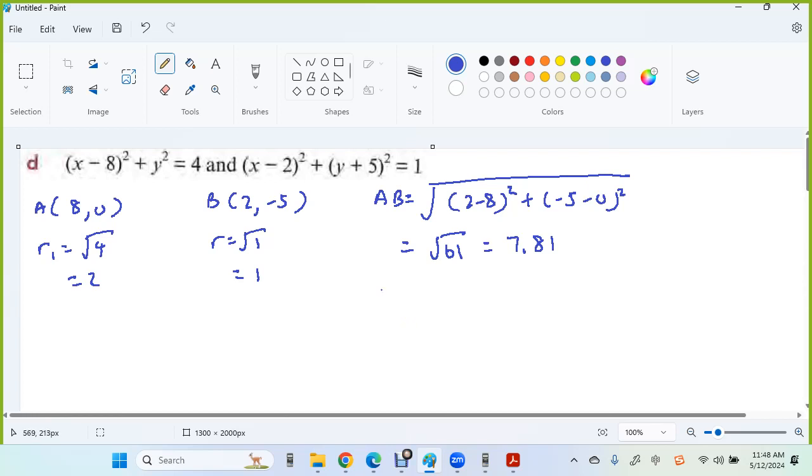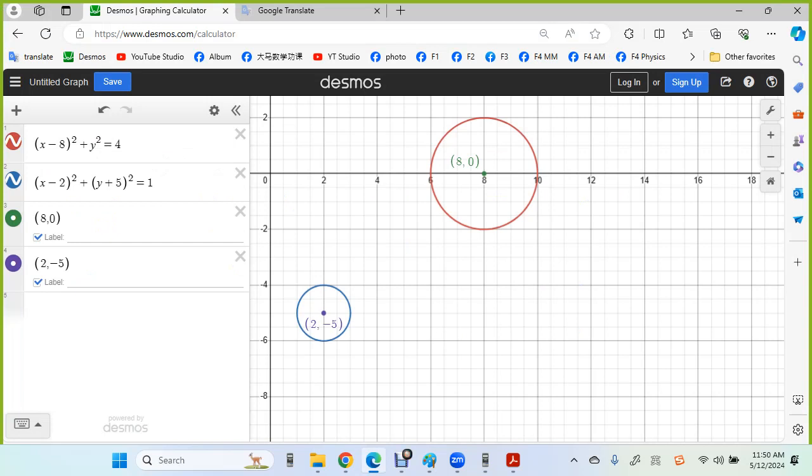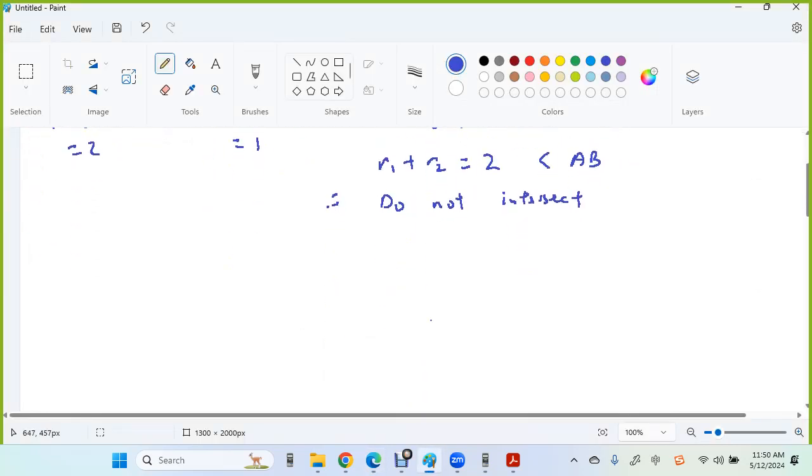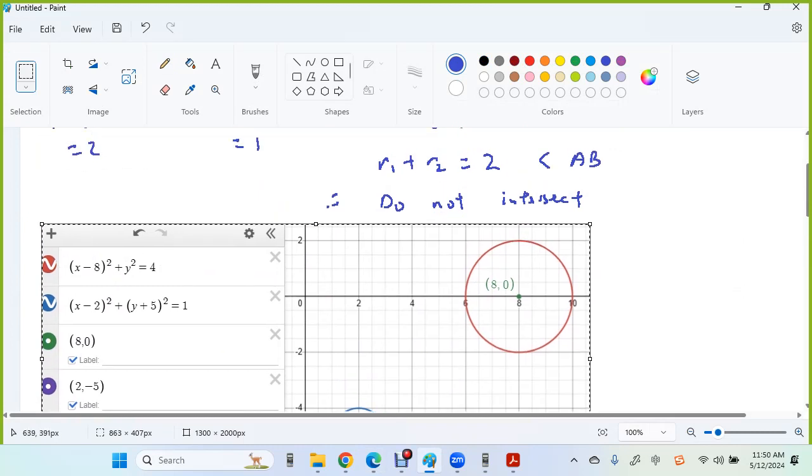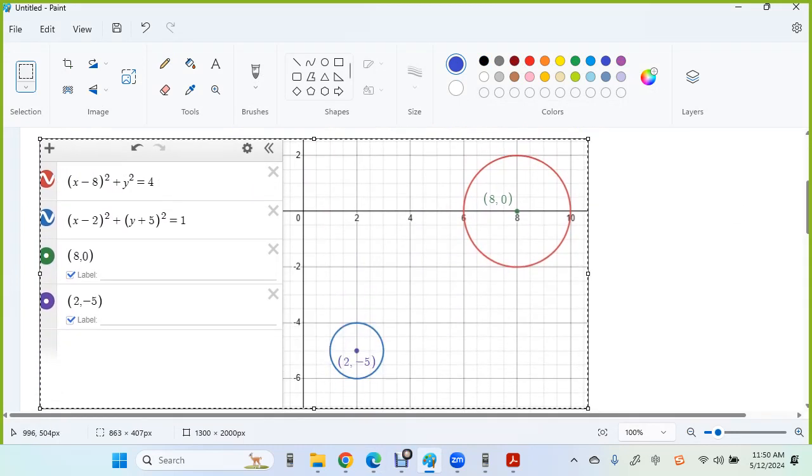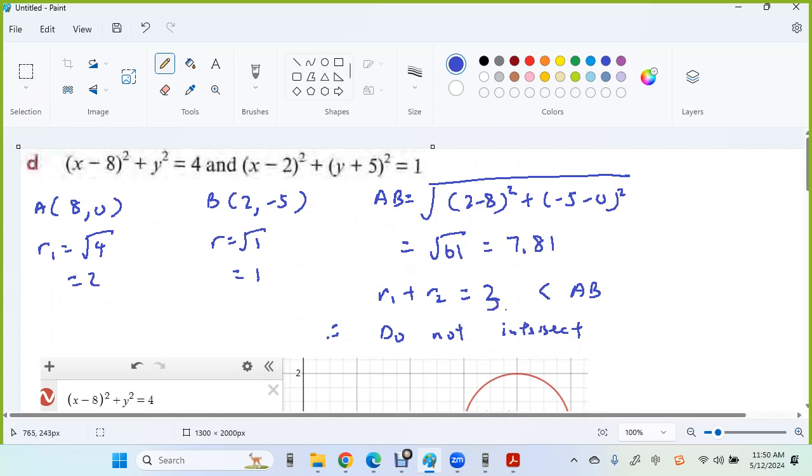And R1 plus R2 is actually 3, which is less than AB. Okay, so they do not intersect. By using decimals, this is the graph. Okay, so they don't touch each other. Okay, so this one is 3 here, not 2.